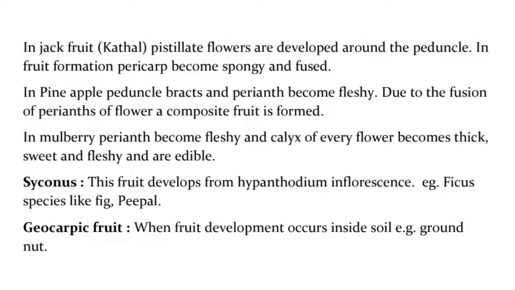In mulberry, the perianth becomes fleshy and the calyx of every flower becomes thick, sweet and fleshy and is edible. Syconus: this fruit develops from a hypanthodium inflorescence, e.g. Ficus species like fig, peepal. Geocarpic fruit: when fruit development occurs inside the soil, e.g. groundnut.